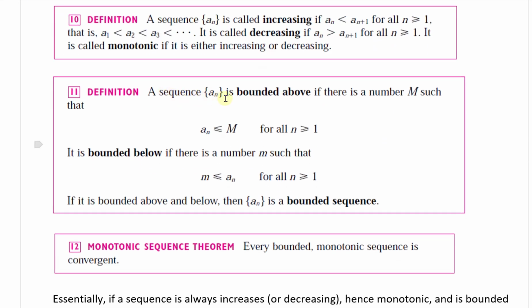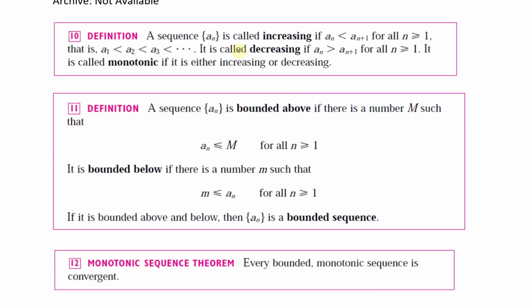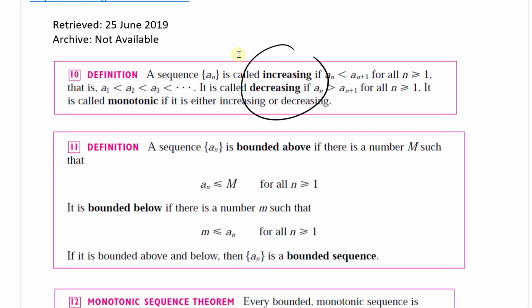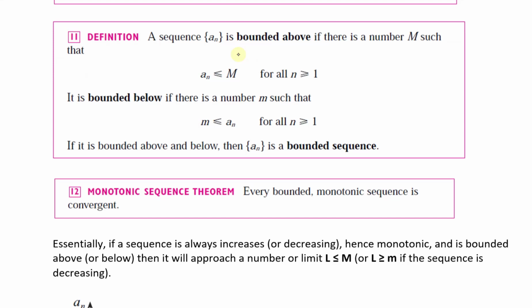And then recall the definition: An is bounded above if there is a number M such that An is always less than or equal to M for all n greater than or equal to 1, and it is bounded below if there's a number lowercase m such that m is less than or equal to An for all n. In other words, it's below it. But ours is going to be bounded above. So ours is going to be less than t, and it's always increasing, so we have a monotonic sequence that is always bounded above. Again, you can see more detail on this in my earlier video. And if it is bounded above and below, then it is a bounded sequence.